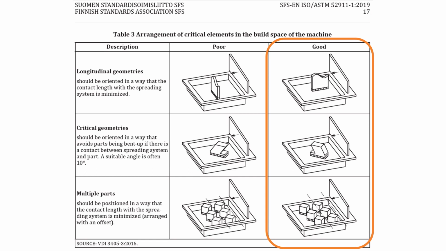Longitudinal geometries should be oriented in a way that the contact length of the spreading system is minimized. Critical geometries should be oriented in a way that avoids parts being bent up if there is contact between the spreading system and the part. A suitable angle is often 10 degrees. Multiple parts should be positioned in a way that the contact length of the spreading system is minimized.